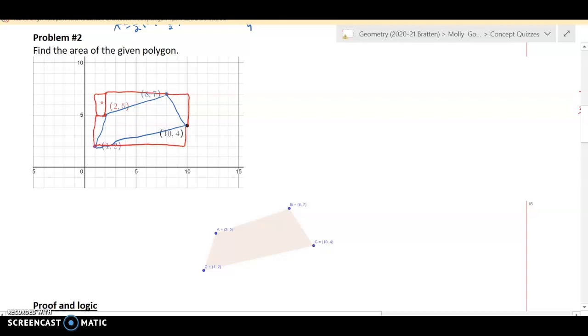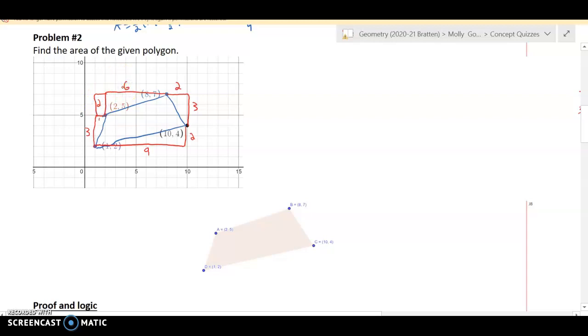So now I am going to find the side lengths of all these little triangles. So that's 2, 3, 2, 9, 3, 1, and then this area is 2, and 6.